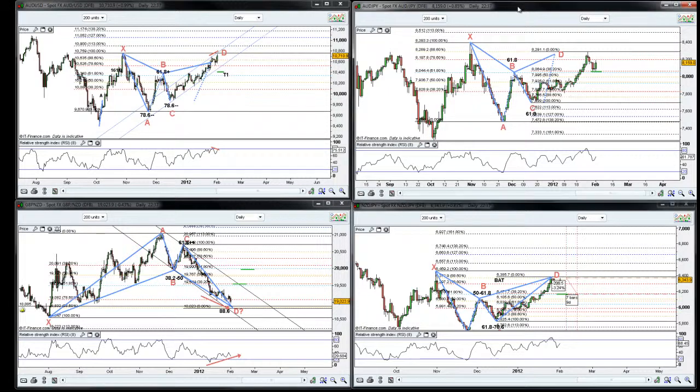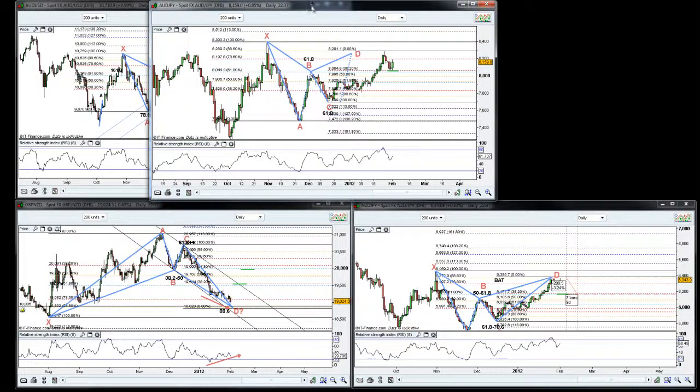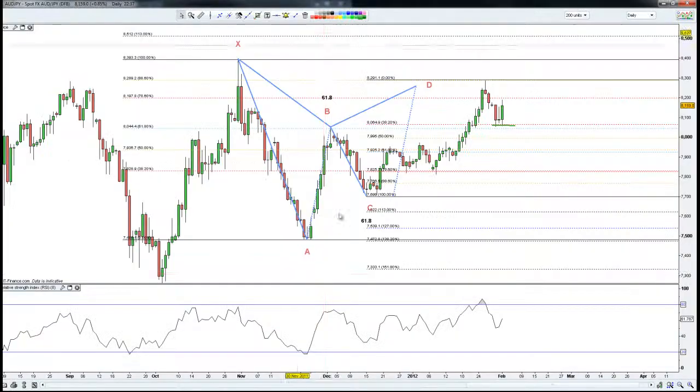And we're going to begin with the Aussie dollar against the Japanese yen. And what we have here is a classic Gartley pattern. So we have the X, A, B, C, and D. We've been looking at this. I've mentioned this in previous weeks and in previous videos.